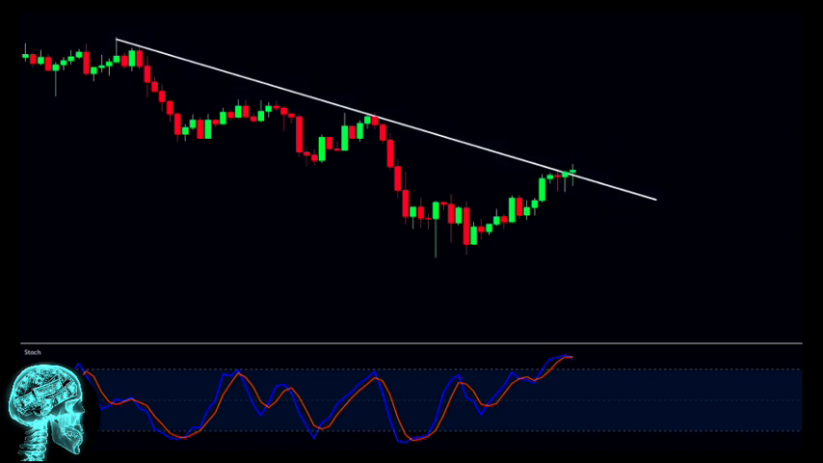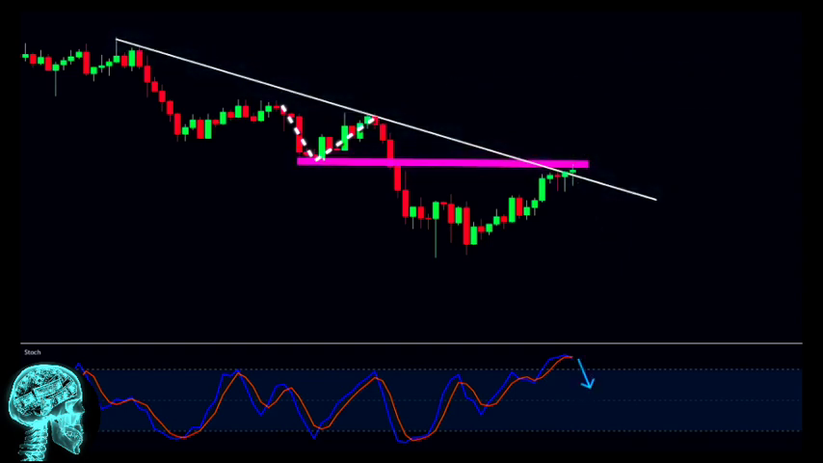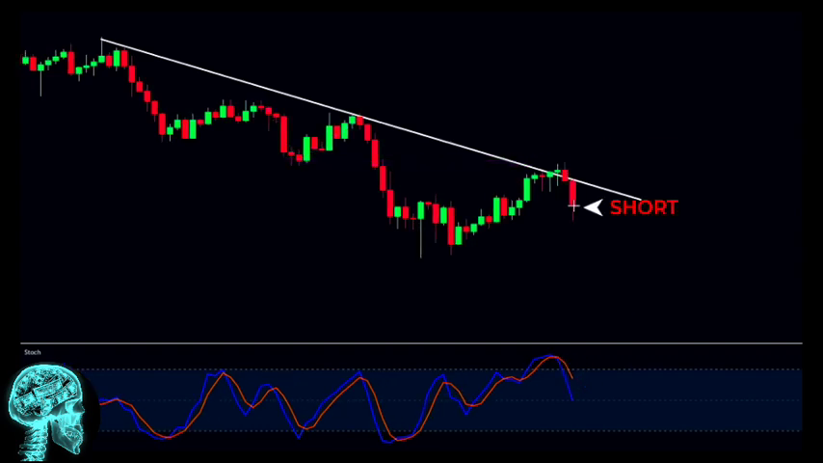Now, an interesting thing about this specific setup is that this area where price touches the trend line also seems to align with a support turned resistance level here. This is called confluence, and usually it's a sign that price has a higher chance of bouncing off that key level because of the 2 key levels converging. For the final entry confirmation, we wait for the stochastic line to cross back inside the overbought level. Once that happens, we take a short position.